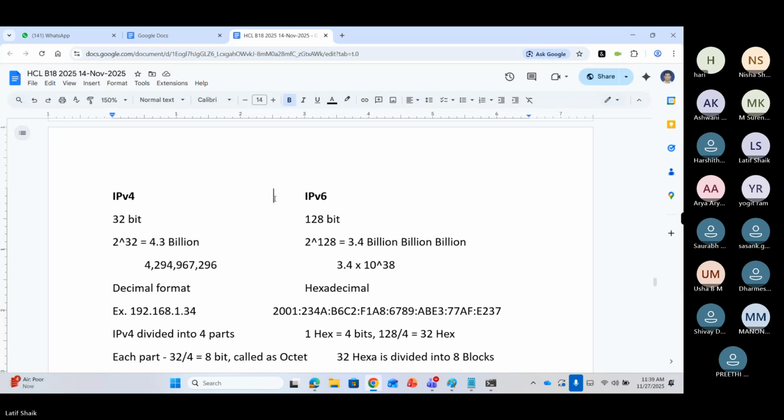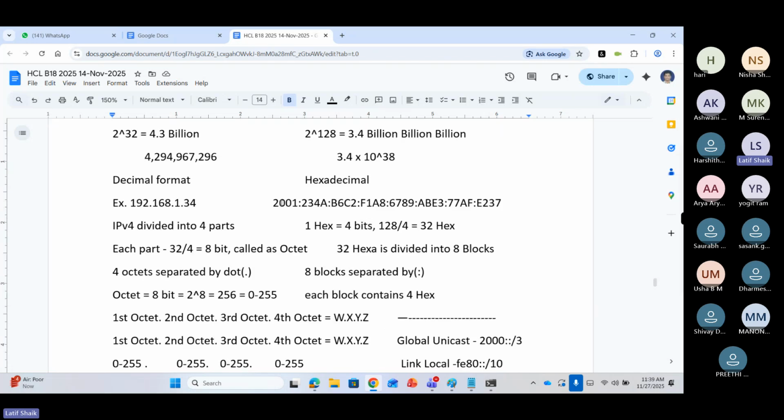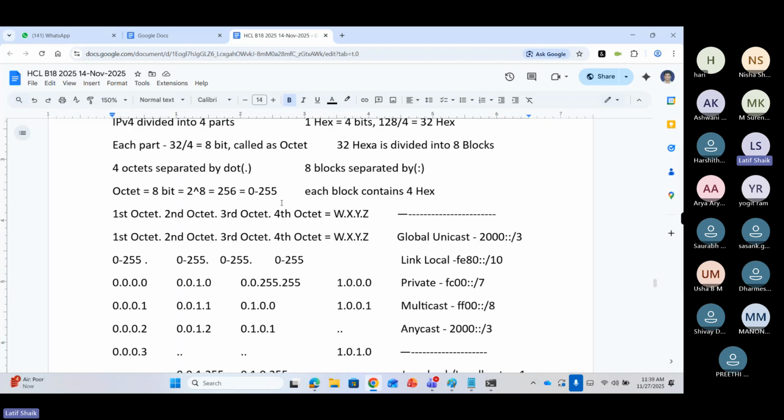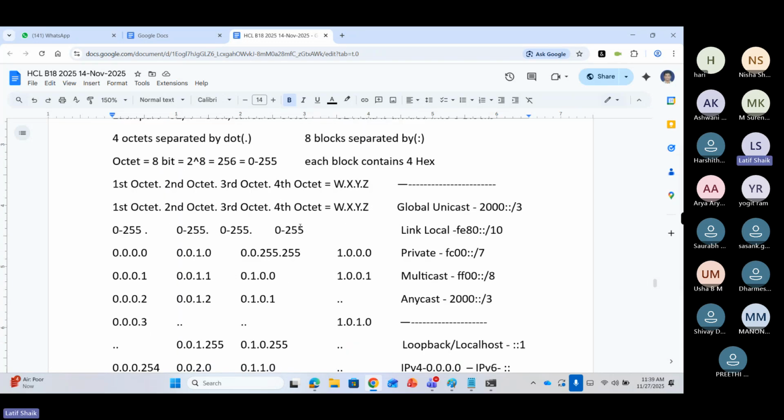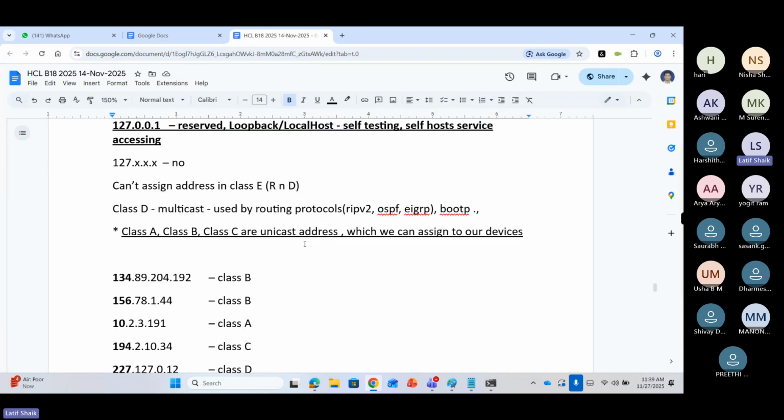Next, IPv4 and IPv6, the differences. Here there are 4 octets, and here there are 8 blocks. One is separated by dots, the other by colons. And there are the IPv4 classes, and in IPv6 there are specific ranges. So these differences are important.